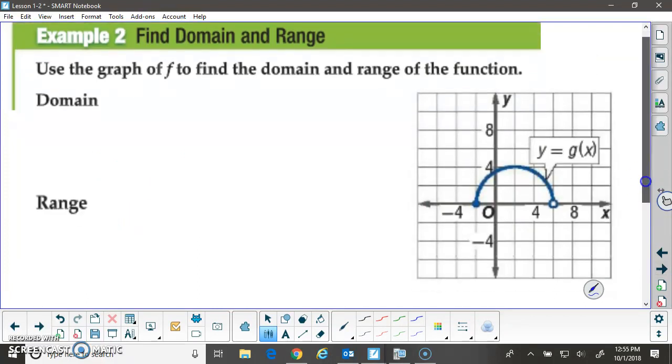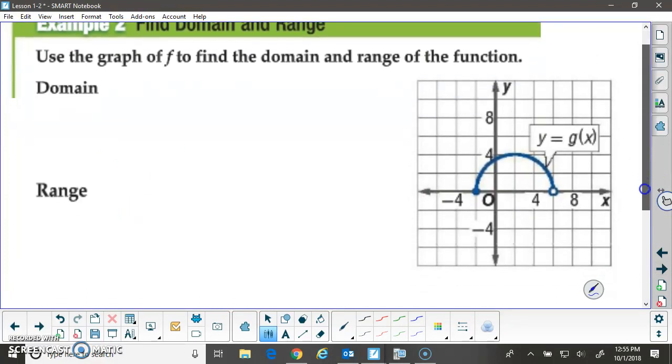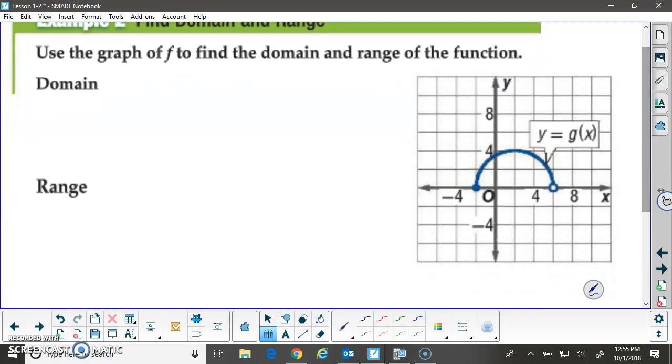Here's a different graph, same type of problem. Use the graph to determine the domain and range. So when we find the domain, that's the collection of x values. You can see the furthest point to the left is negative 2, and the furthest point to the right is 6. Notice that I'm using a bracket on the closed circle, a parenthesis on the open circle.